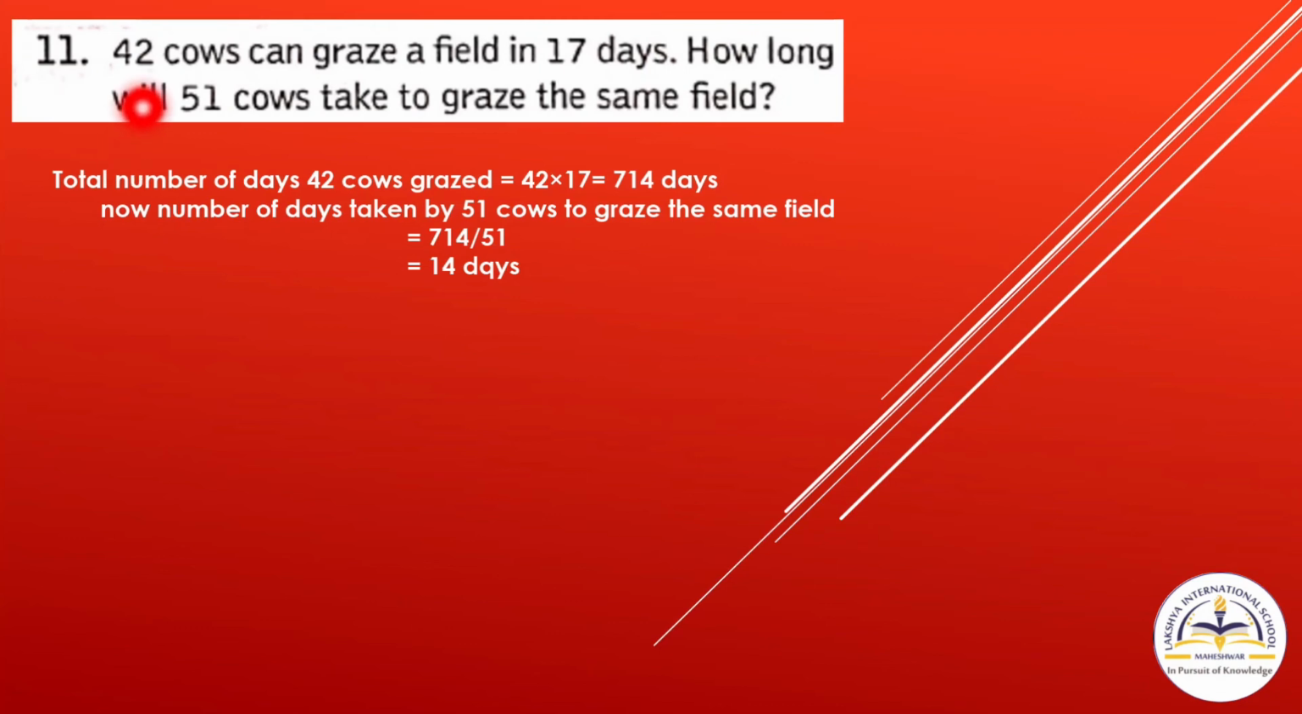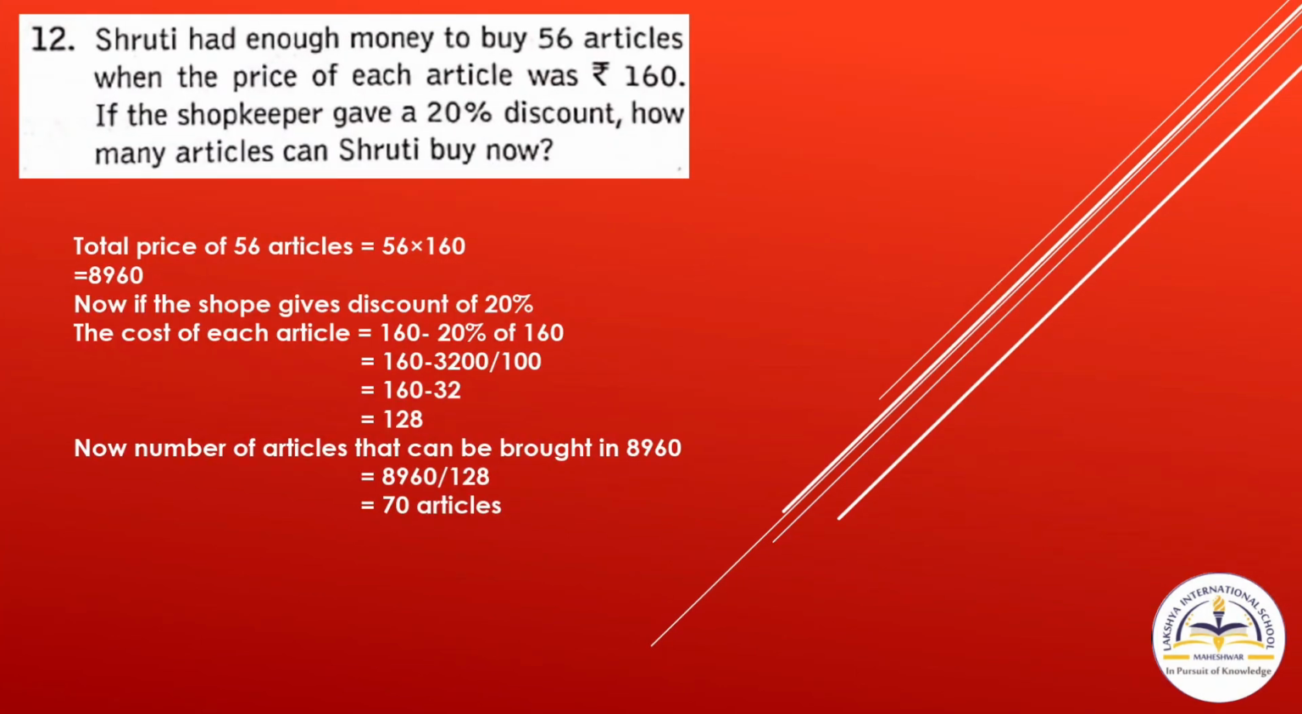Question number 11. 42 cows can graze a field in 17 days. How long will 51 cows take to graze the same field? So the total number of days 42 cows grazed equals 42 multiplied by 17, that is 714 days. Now the number of days taken by 51 cows to graze the same field is 714 divided by 51, that is 14 days. Now question number 12 you have to solve in the same manner.